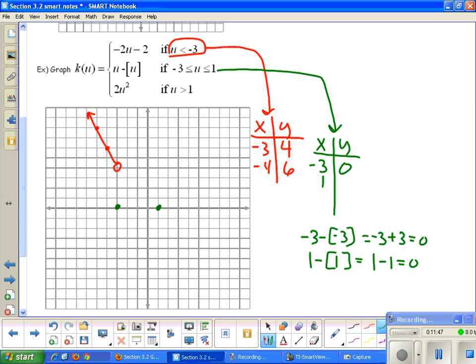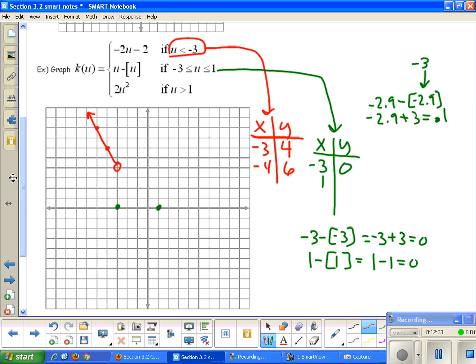So let's do negative 2.9. If I plug negative 2.9 in for u, I would get negative 2.9 minus the greatest integer function of negative 2.9. That rounds down to negative 3, so it's minus minus, which would be plus 3. So negative 2.9 plus 3 ends up being 0.1.